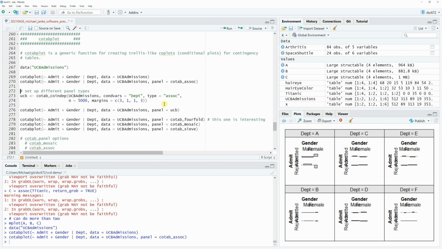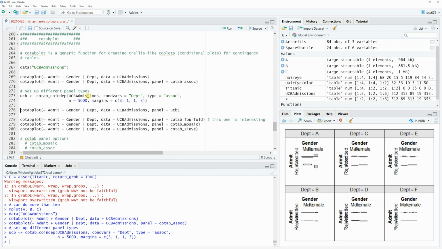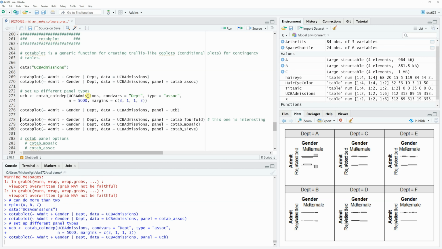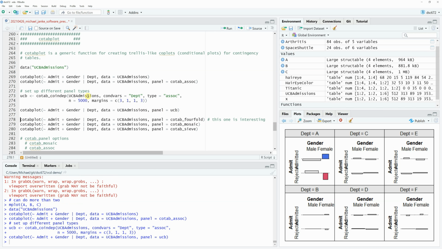Another thing it gives you is that you can set up the panel ahead of time and then pass it in as a parameter here. So here we're going to do a co-independence plot, and we're going to make department the conditional variable with an association type, and then we can plot that. We get the same as pretty much before, but by passing in that conditional variable, we can see that the female in department A shows some differences in expected versus observed.